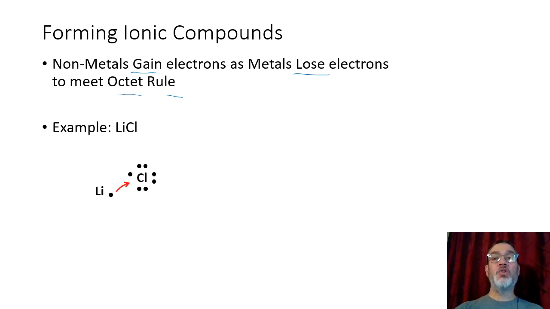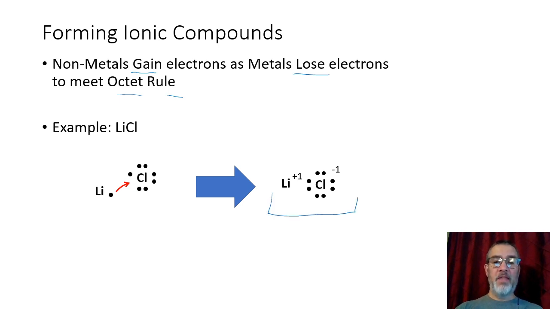If lithium were to transfer its lone valence electron to chlorine, we'd wind up with a lithium with a +1 charge and a chlorine with a -1 charge, and overall that compound is going to be neutral because I have a +1 and a -1. The +1 is going to be attracted to the -1, and they're going to stick together and form an ionic compound, lithium chloride. So we see that the transfer of that one electron created the charges, and overall the compound was neutral.